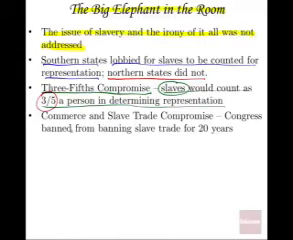Another compromise that was made was the Commerce and Slave Trade Compromise. This had to do with slavery. Congress was banned from banning the slave trade for 20 years. So eventually the slave trade would be banned, but for at least 20 years, Congress could do nothing about banning the slave trade.